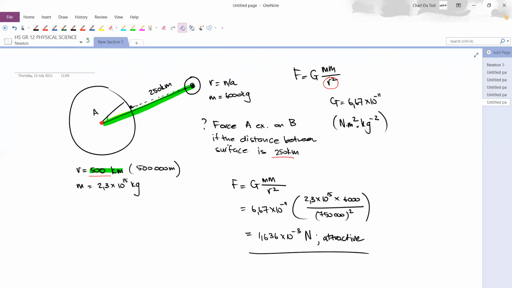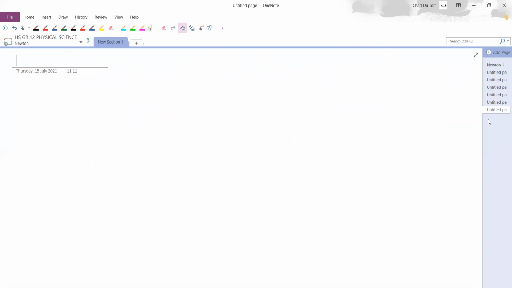Okay. We're going to do one example and then we're going to knock it off for the day. This is the one thing in Newton's universal gravitational law that you must be able to do. Just work out the force or the distance between two objects. The other one is what happens if something changes. Now, say for instance, this is Earth.